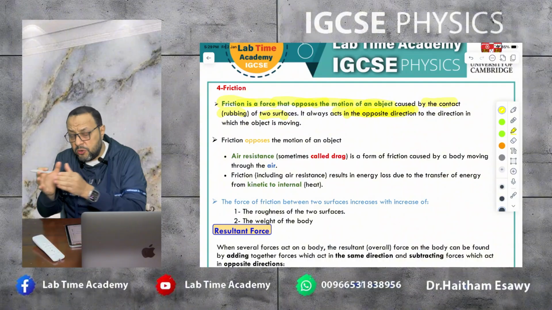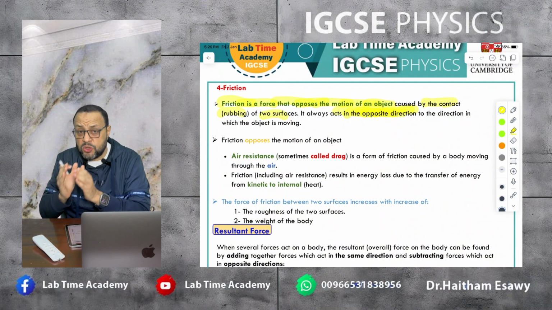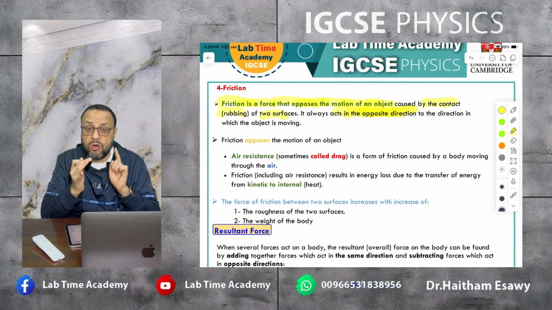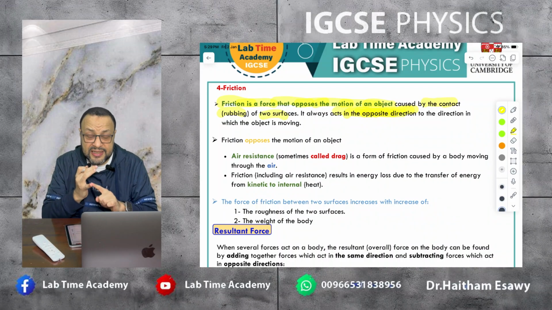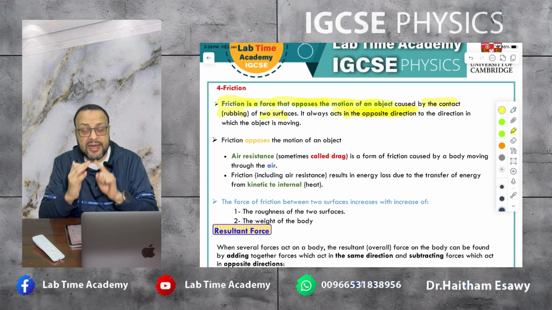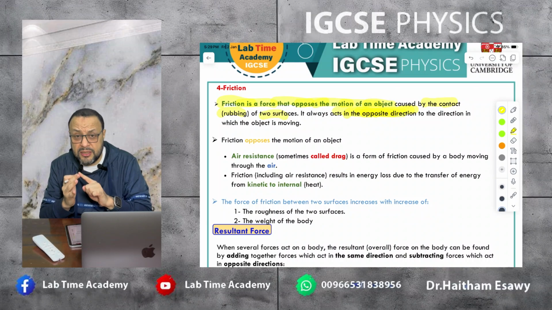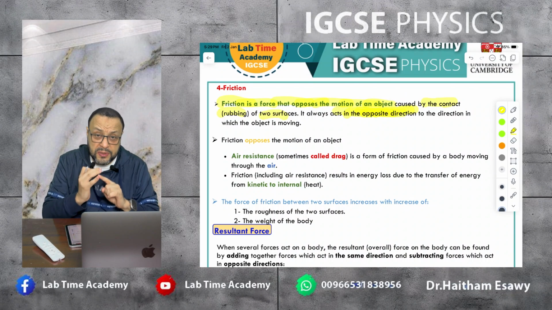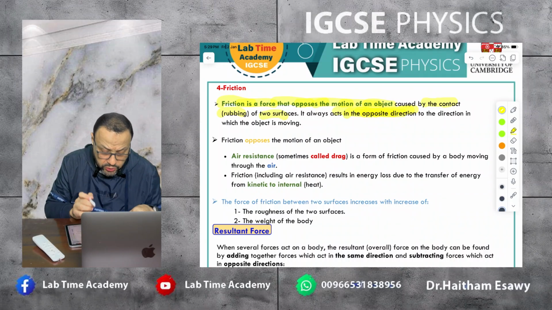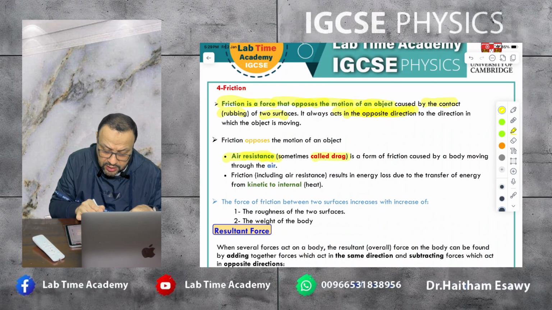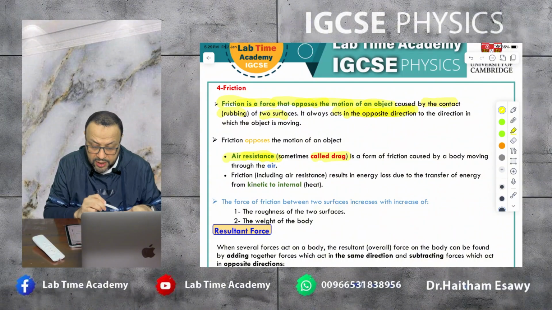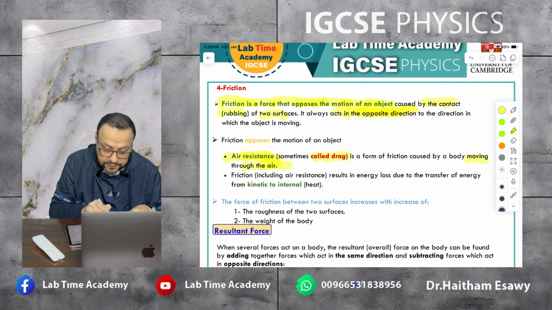When the object moves in a fluid, we can name the friction force as air resistance or drag force. And as I said, air resistance or drag force acts opposite to the direction of motion. So here we have a resistance called drag force, when the object moves in the air.